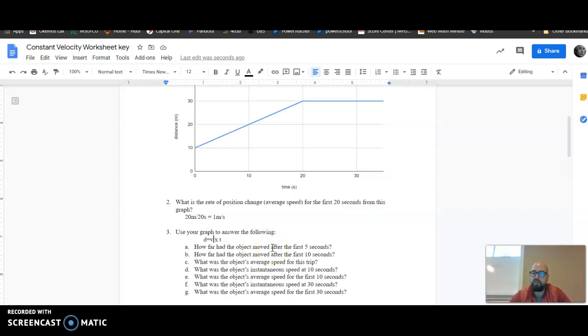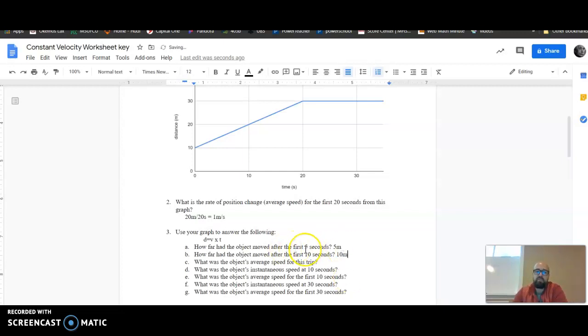And if I had said what's the position after 5 seconds, 15 would be the right answer. But because it's just how far it had moved, you have to think, okay, how fast is it going and for how long? That's my velocity and my time. During this first part, it's going 1 meter per second. We already figured that out. So if it's going 1 meter per second for 5 seconds, then it has gone 5 meters. After the first 10 seconds, it's gone 1 meter per second for 10 seconds, so that's 10 meters.